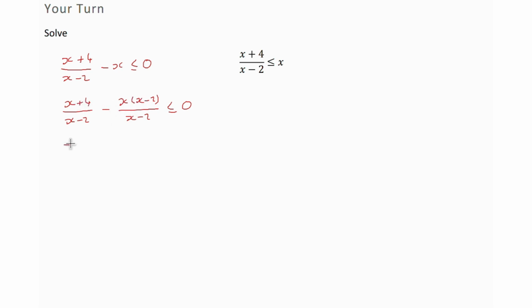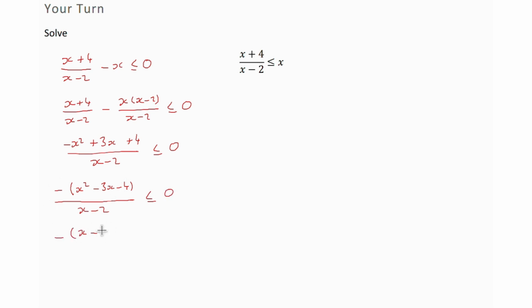So I'm going to get -x², I've got x - 2x, so plus 3x in this case, and then plus 4, all over x - 2. Now I'm going to factorize the top because I think it's going to be easier to have it in factorized form. Normally is. So -(x² - 3x - 4) first of all, which I can factorize to -(x - 4)(x + 1) all over x - 2.